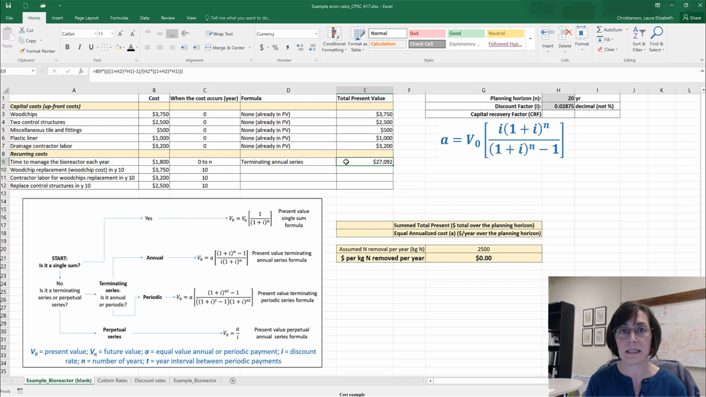And that's because we discounted that value. It is not right to just multiply $1,800 by 20 years. That's where the discounting comes in: time value of money. Let's move on to the next 3 costs.